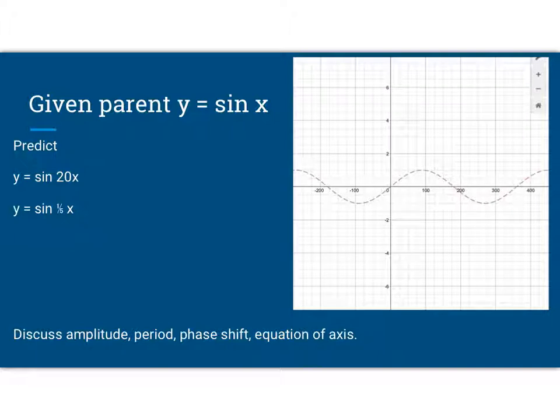We'll continue with our predictions. Again, we start with the sine x. We could start with cos x, but I happen to choose sine x. Predict what will happen if I have sine 20x. Is this a, k, c, or d? And what effect will it have on this curve? What about sine 1/5 x?